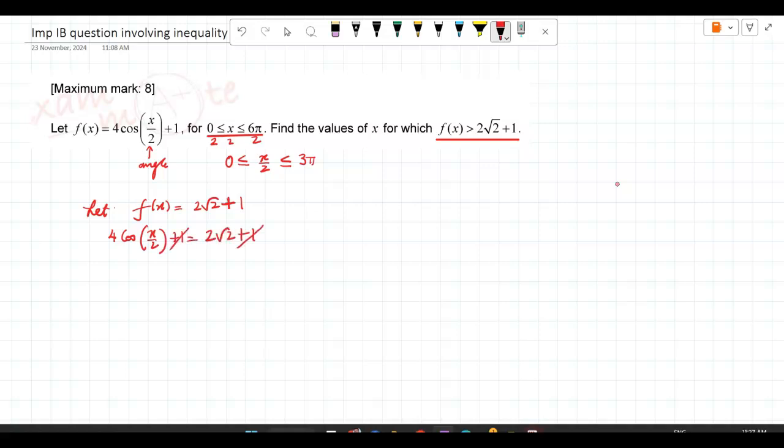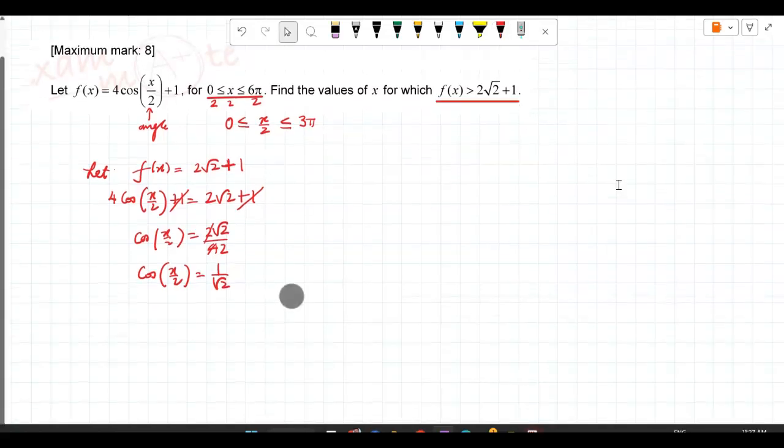So plus 1 cancels. So cos x by 2 is equal to 2 root 2 over 4, which is basically 1 by root 2. Yeah. Correct? Now 2 root 2 by 2. Yeah. So that's your pi by 4. Yeah. But now look at my domain.